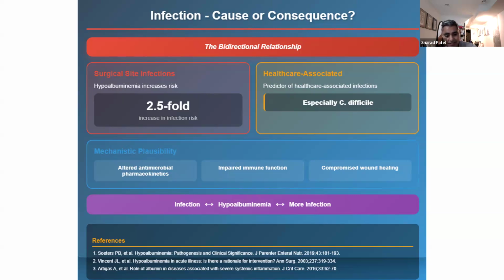Does the infection lead to hypoalbuminemia? Does the hypoalbuminemia predispose to infection? It's probably both. So patients with hypoalbuminemia may have more infection going forward.